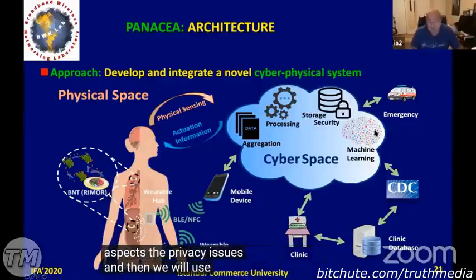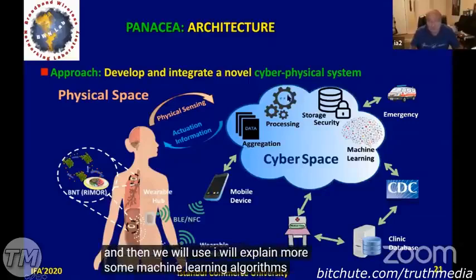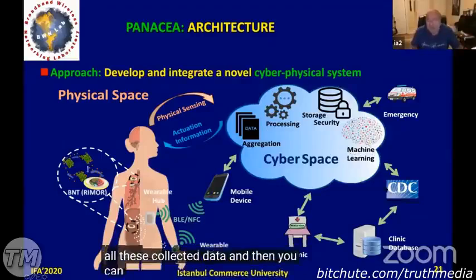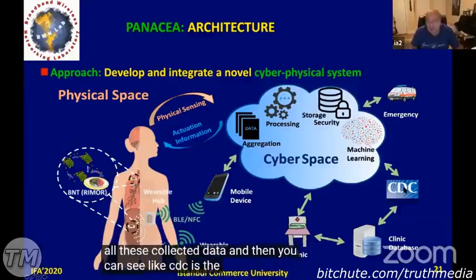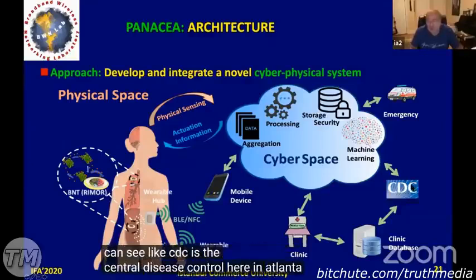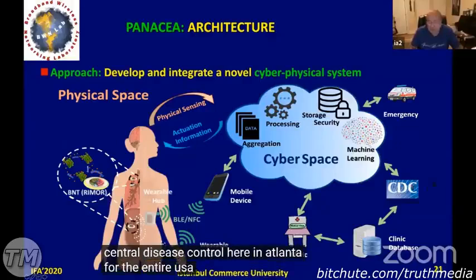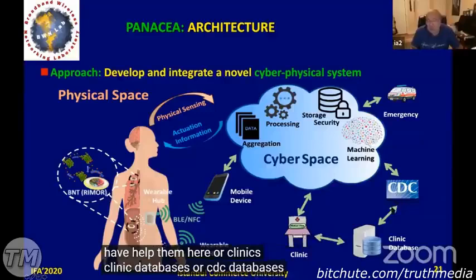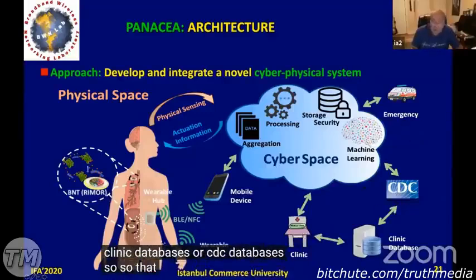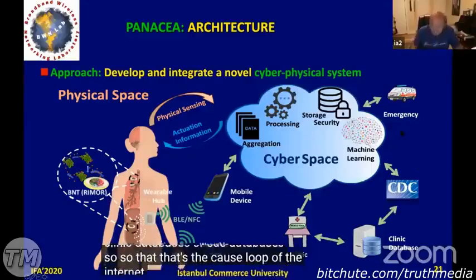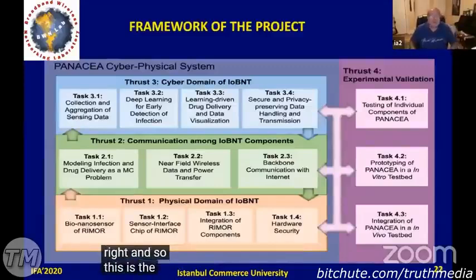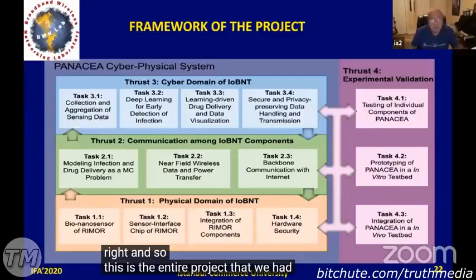And then I will explain more about how we will use some machine learning algorithms to handle all this collected data. And then you can see, like, the CDC is the Central Disease Control here in Atlanta for the entire USA. And we can help them here, or clinic databases or CDC databases. So that's the closed loop of the Internet of Bio Nano Things concept, right? And so this is the entire project that we had.